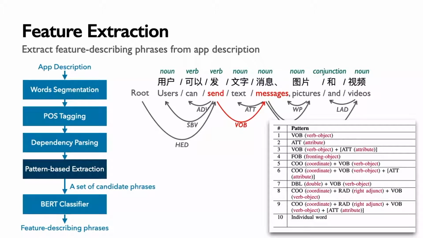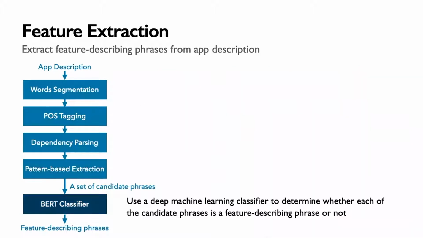With the above results, KEFE then apply a pattern-based approach to extract candidate feature describing phrases. Here, we manually created 10 patterns based on a deep analysis of many app descriptions, where each pattern indicates a combination of grammatical relations for describing app features. At last, given a set of candidate phrases extracted, KEFE will apply BERT, a deep machine learning classifier, to determine whether each of these phrases describes a feature or not. The final set of feature describing phrases is thus produced.